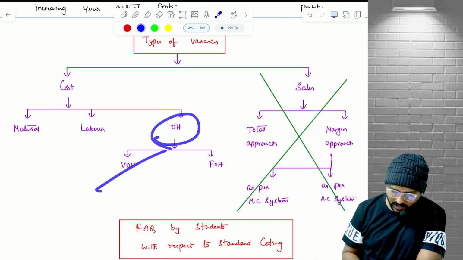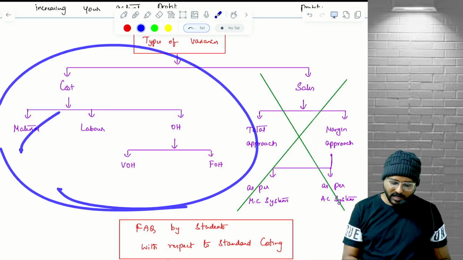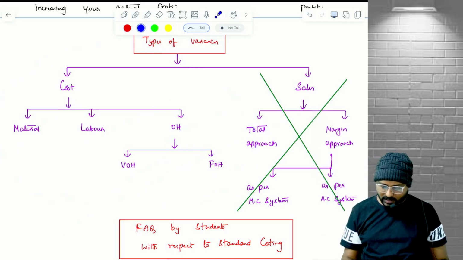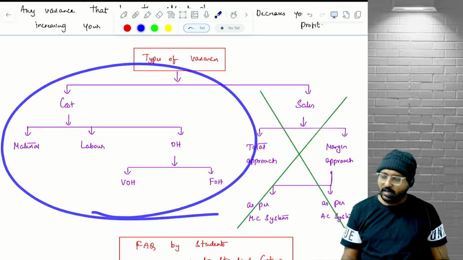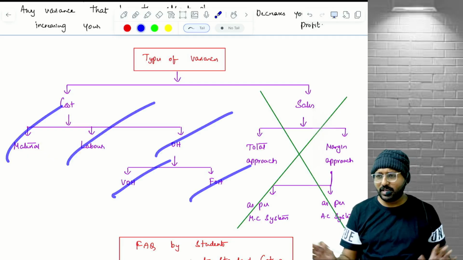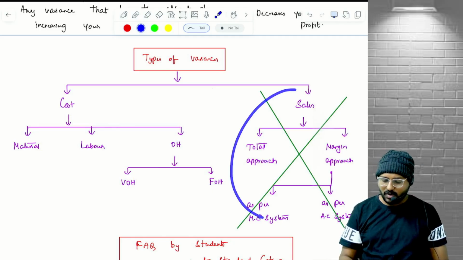And even in overheads, we have two overheads: variable and fixed. That's all. This is your syllabus. If you are done with all these variances, we are done with our syllabus of standard costing. You don't have anything else. So what are the variances that we have? Material, labor, overheads, which is nothing but variable and fixed overheads. Nothing else we have. This is not there in our syllabus.